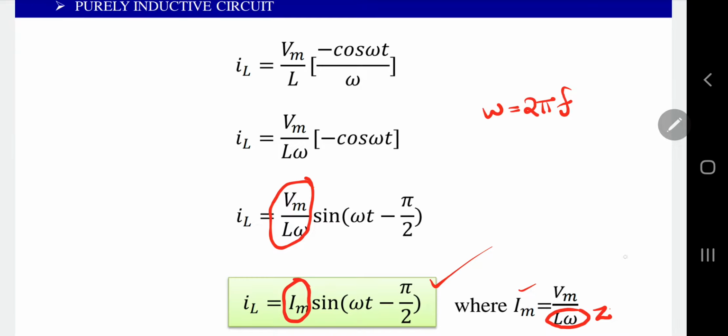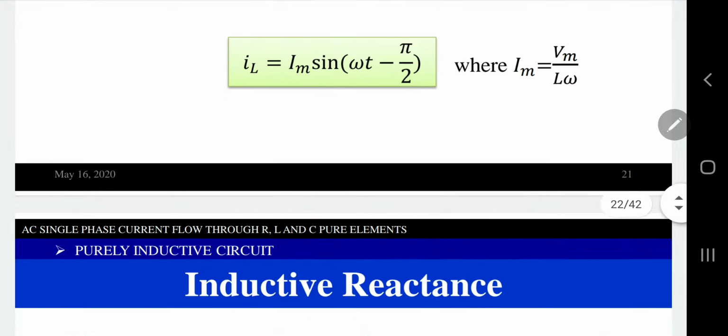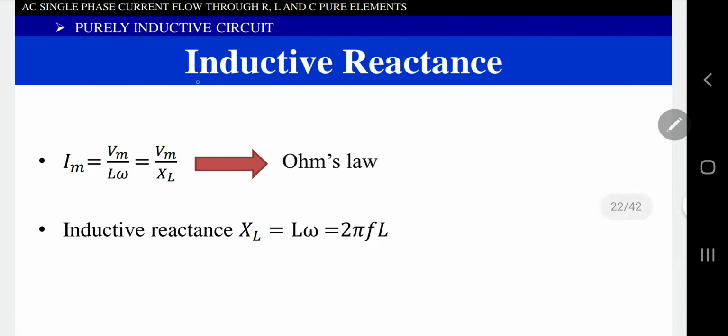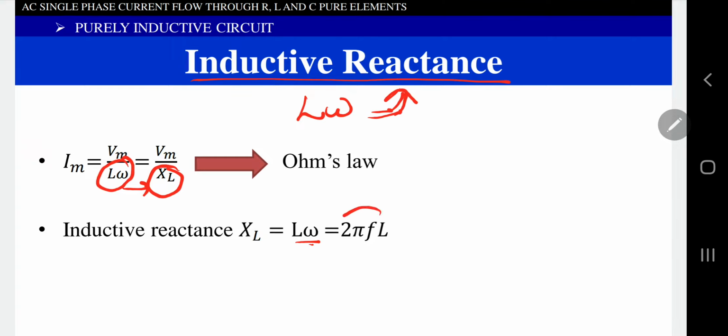Okay, and this impedance L omega is called the inductive reactance, and it is represented by the letter XL. So while writing Ohm's law for a purely inductive circuit, we can write Im is equal to Vm by L omega, where L omega is the inductive reactance represented by XL. So XL is equal to L omega, and instead of omega we can write 2 pi f, so 2 pi f into L.